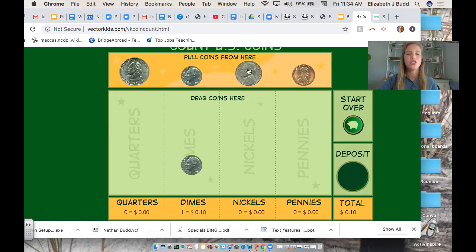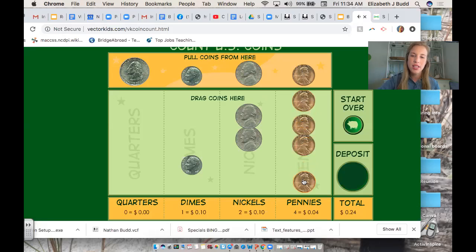All right, we had 2 nickels, 1, 2 nickels, and we had 4 pennies. 1, 2, 3, 4. I'm gonna spread our pennies out so we can see them a little bit better. Now, I notice I have 10 cents worth of dimes, 10 cents worth of nickels, and I know by skip counting, 10 plus 10 is 20. And then I have 4 pennies to add to that. So our total is 24 cents for number 3.